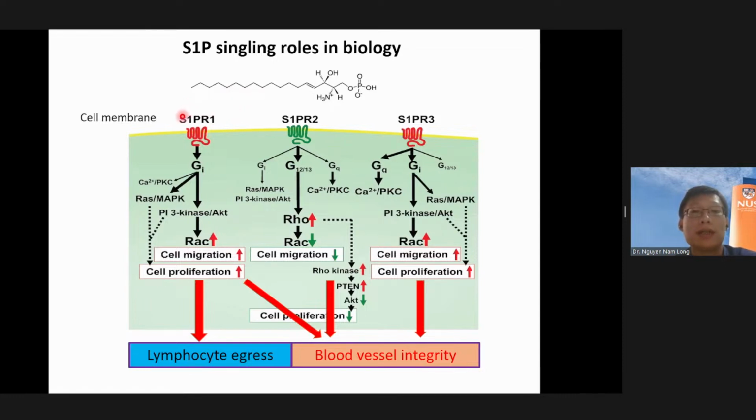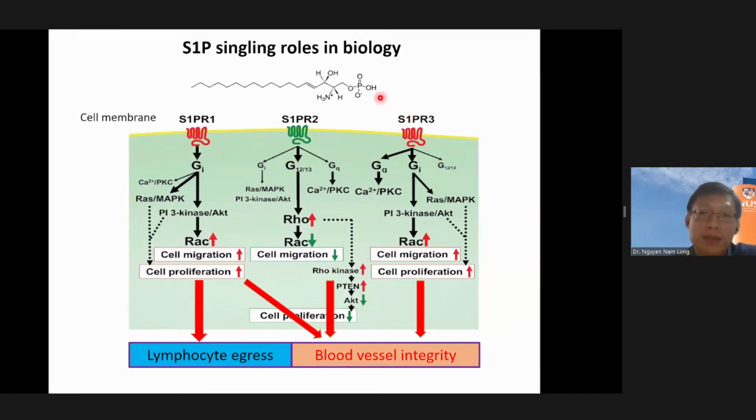Shown here are 3 different receptors, receptor 1, 2, 3. They are G-protein coupled receptors. Basically, how do they work? They couple with intracellular proteins called G proteins. In this case, for receptor 1, for example, it is coupled with Gi. Then they induce downstream signaling, for example, increasing calcium level, increasing protein kinase C, increasing MAP kinase phosphorylation, and eventually they regulate cell function, like cell migration, cell proliferation, and so on and so forth.